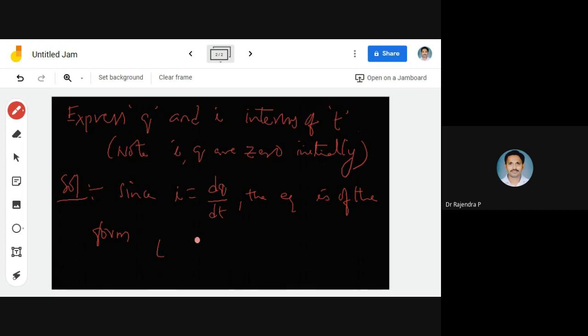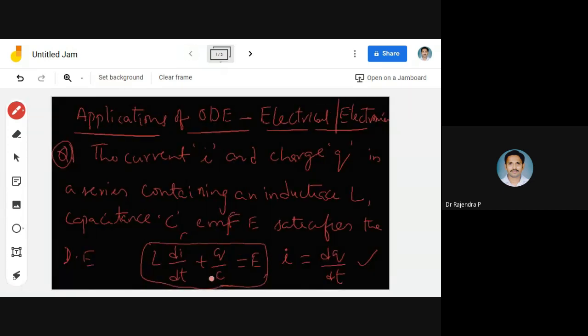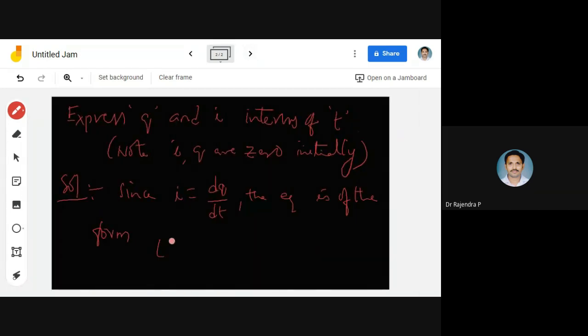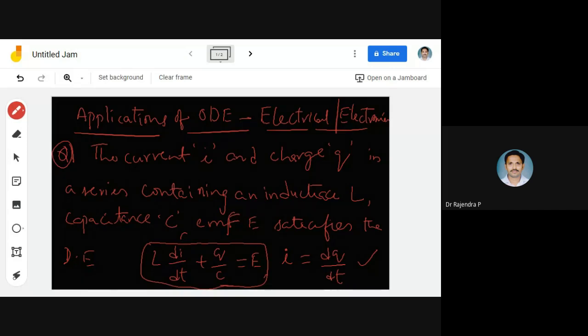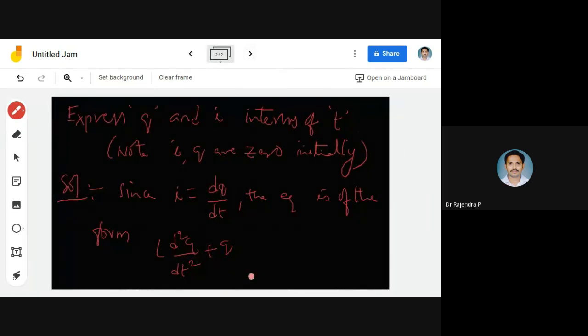L. Again, for your understanding, I'm telling what I'm doing. Here d by dt is there. In place of I, I am substituting dq by dt. When I did that, I get d square q by dt square, plus of course q by C, which is equal to E. We have to move left and right on this board. So L d square q by dt square plus Q by C is equal to E.